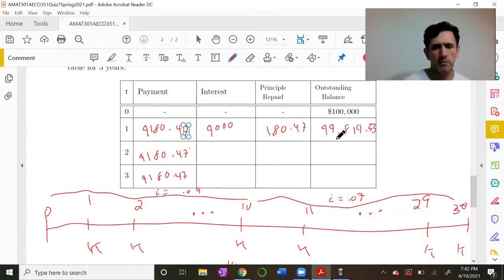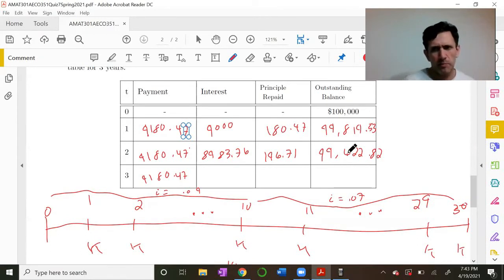Take this outstanding balance times 0.09, you get 8,983.76. Take 9180.47 minus 8,983.76. You have 196.71 left over to chip away at your principal. Take the 99,819.53, subtract 196.71, chip off that much from your previous outstanding balance, and you have 99,622.82. So you can see under an interest rate like this, you really slowly chip away at your outstanding balance. I mean, really slowly, unfortunately, even though your payments are pretty big, almost 10,000 a year.